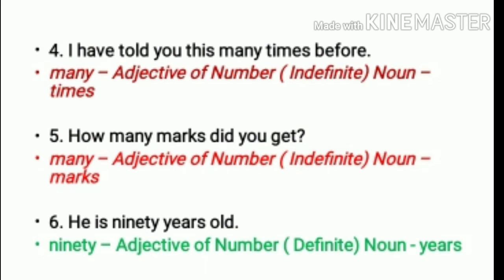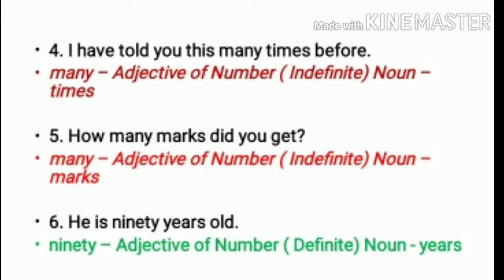Your fourth one, I have told you this many times before. So your noun is times. Again you ask the question how many times, you get the answer many. So many will be your adjective of number. Again this number is which? Indefinite. Fifth one. How many marks did you get?